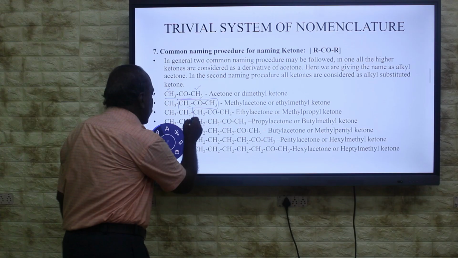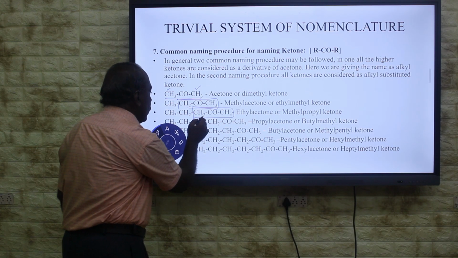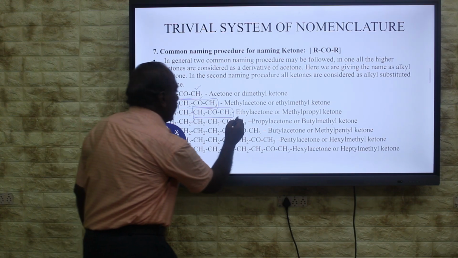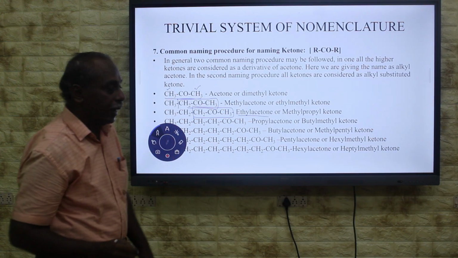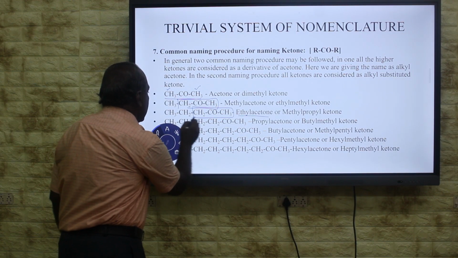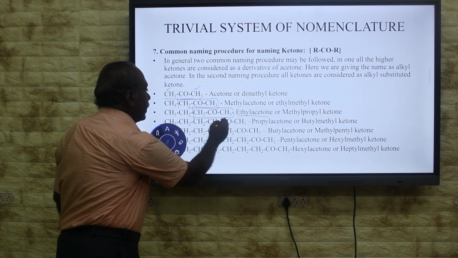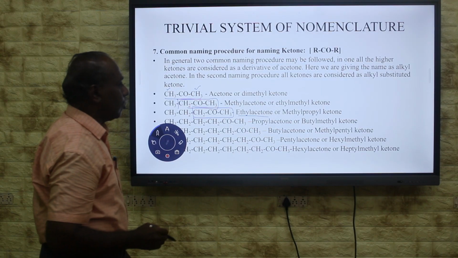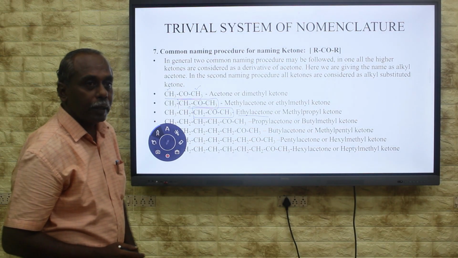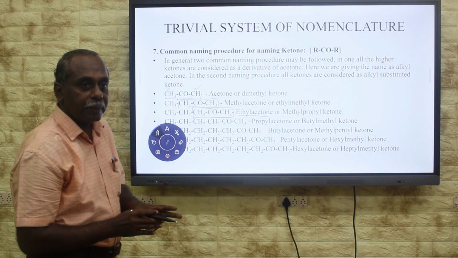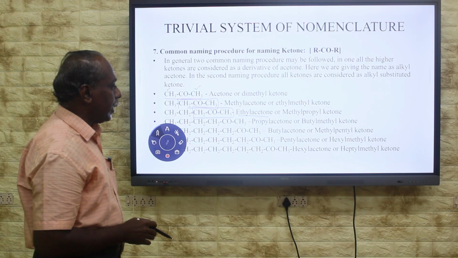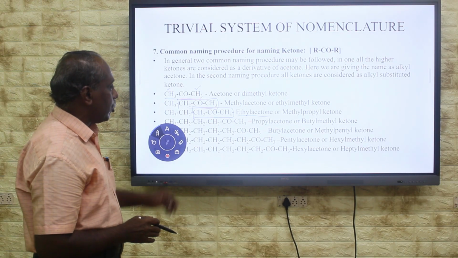Here it is acetone. In that acetone, one of the hydrogens is replaced by ethyl, giving ethyl acetone. It is one way of giving a trivial name. In the other way, here it is one alkyl group, propyl group. It is another alkyl group, methyl group. It should be arranged according to the alphabet, methyl propyl ketone. There are two ways of giving a trivial name to the ketone.